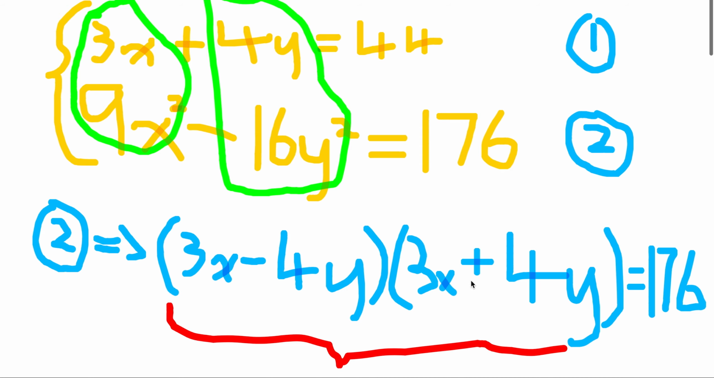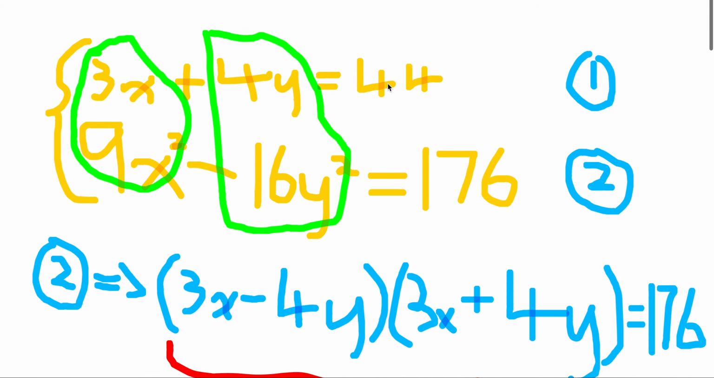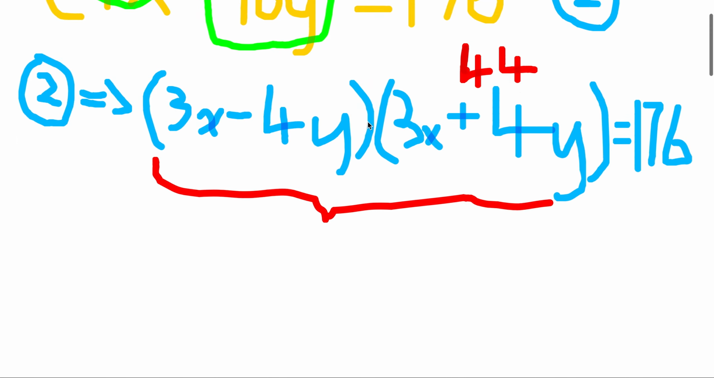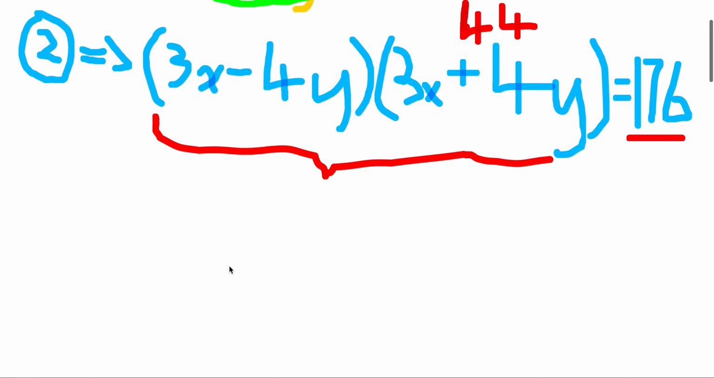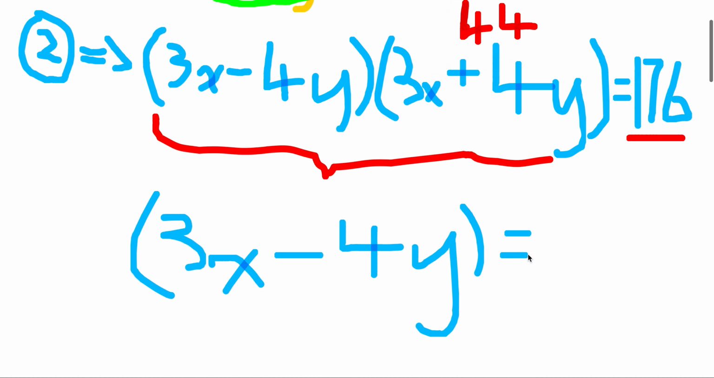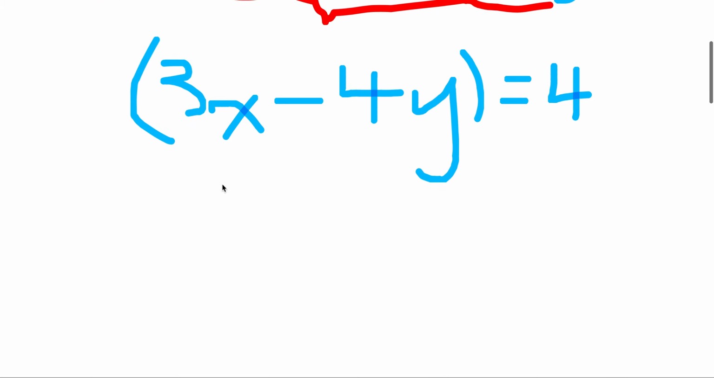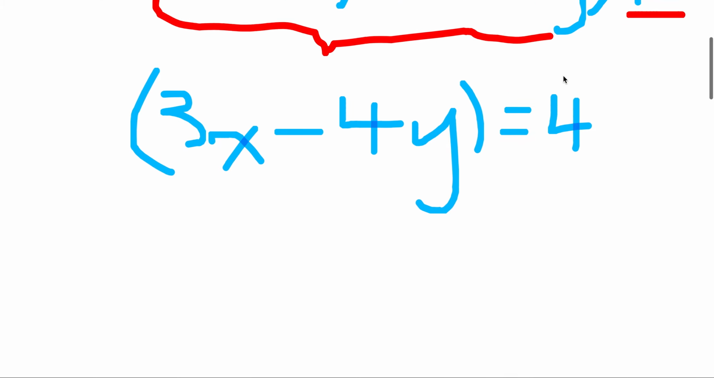That's right here. Since this is 44, we are going to mark this as 44. So if we replace this with 44, we can then divide both sides by 44, because 176 divided by 44 is essentially 4. So then we can say that 3x minus 4y is equal to 4, and 3x plus 4y is equal to 44.